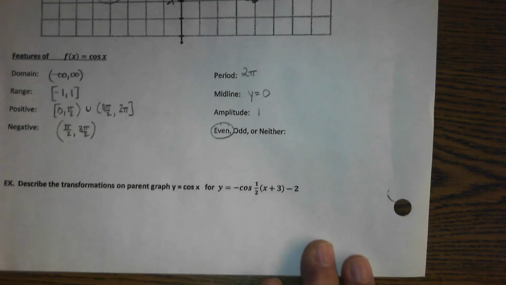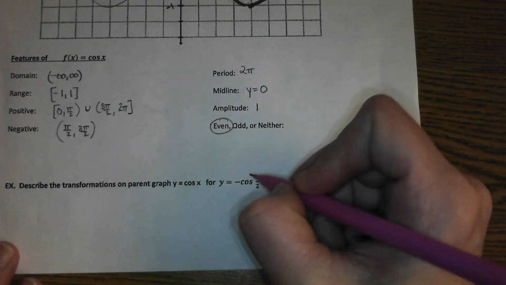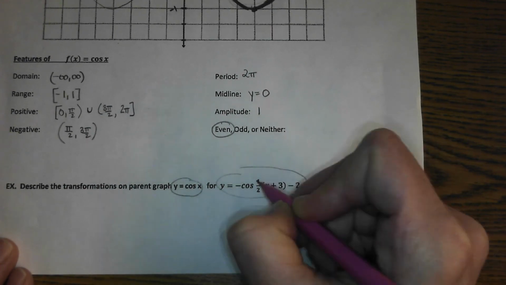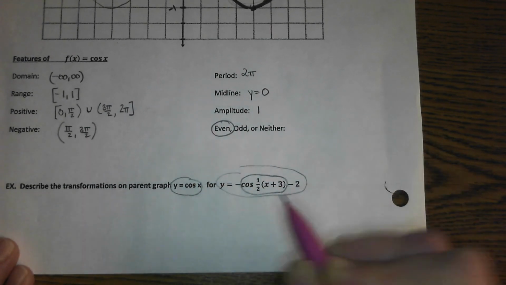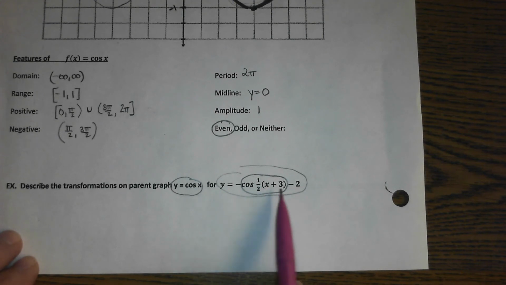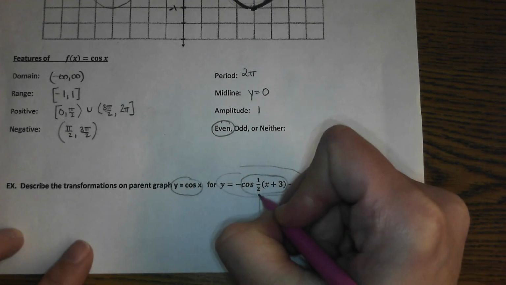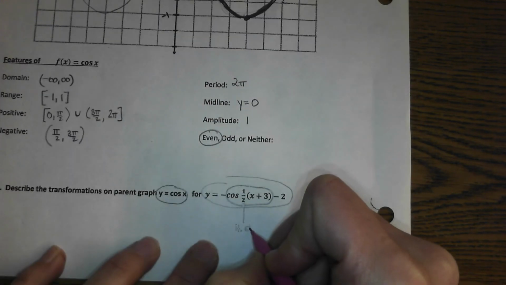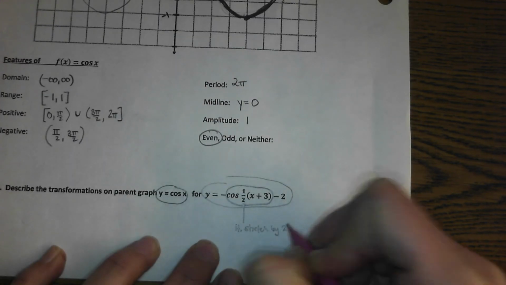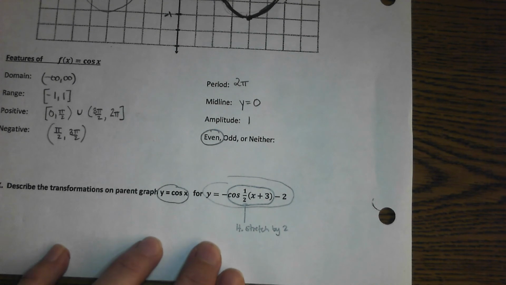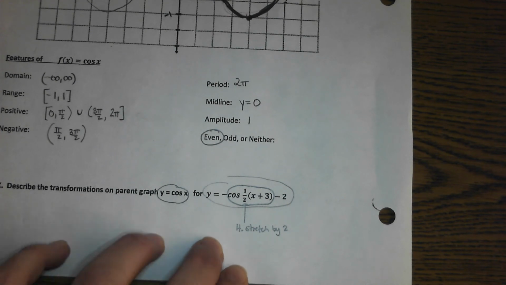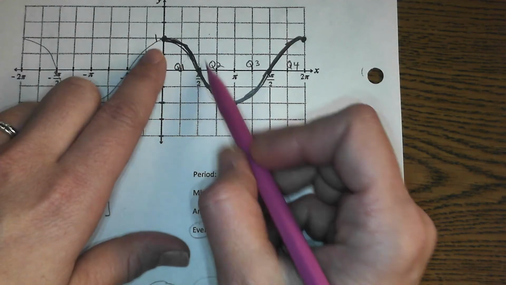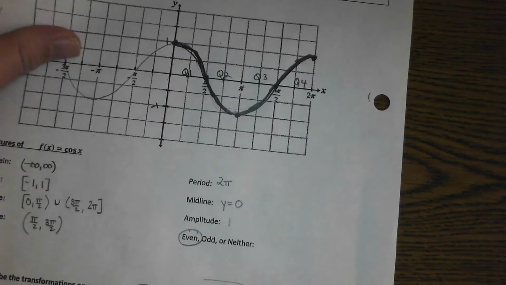And the last thing down here is describing these transformations. So here, your parent graph is cosine x. Here's our new thing. Here's all of the inners. This is what we're taking the cosine of. So anything in here is horizontal, starting with the 1/2. That's a horizontal what? Stretch by 2. Good. That will lengthen the period. Period starts off at 2 pi. It's going to stretch it out to 4 pi. It's going to double it. So your full cycle wouldn't actually complete itself till you got to 4 pi.